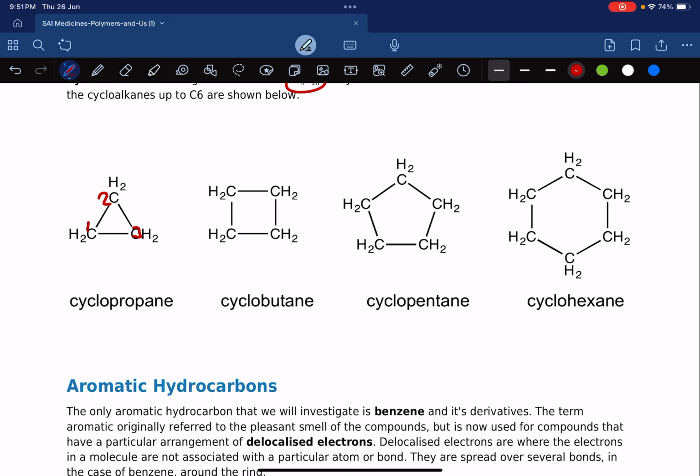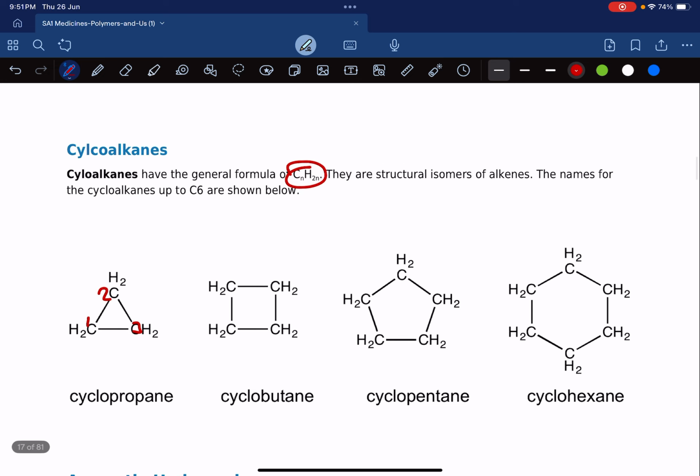All right, so that's basically it. We don't need to know so much about this, but we just need to know there is something called cycloalkanes.